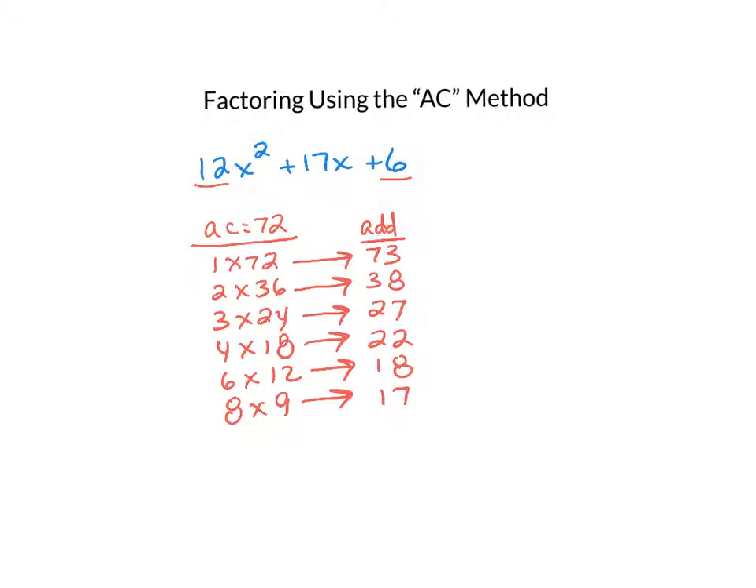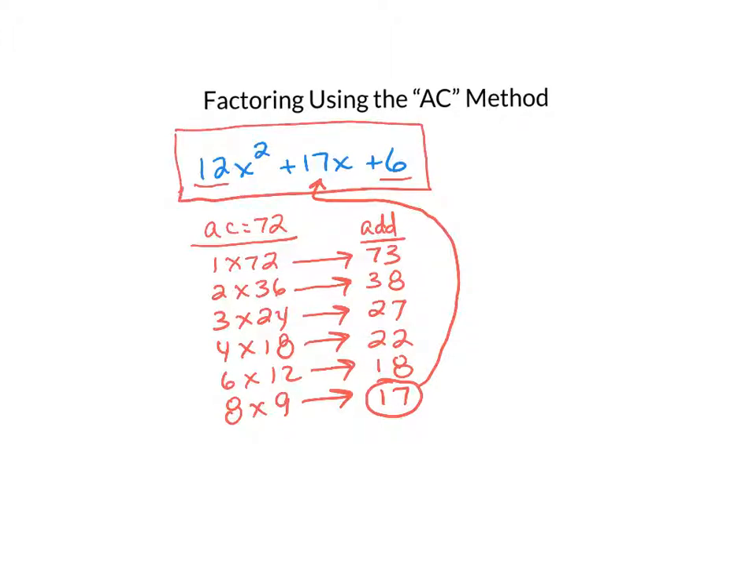Notice that when I went through and added those together, I got 17, which is also the middle term, or the B term, in my quadratic equation. So I have that 17. If the middle term number comes up when I go through and add those, that means that this is factorable.